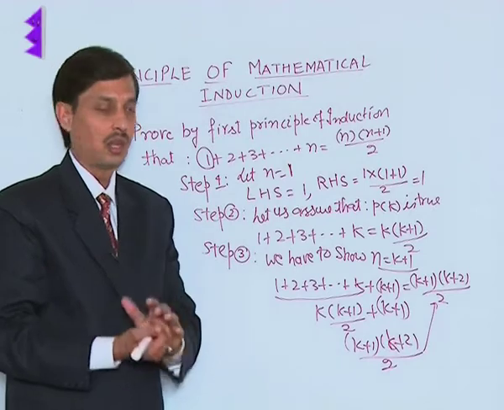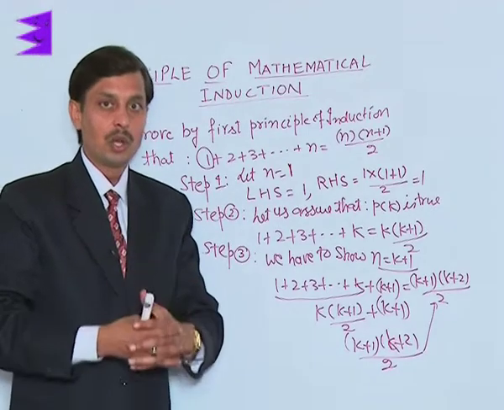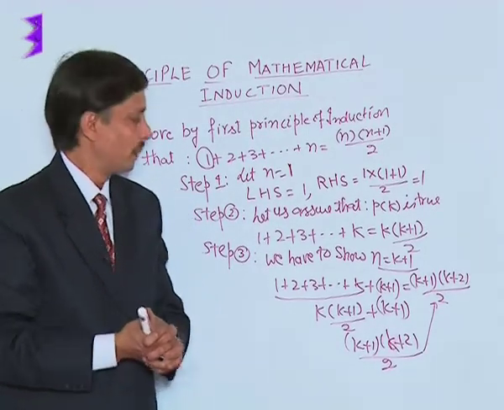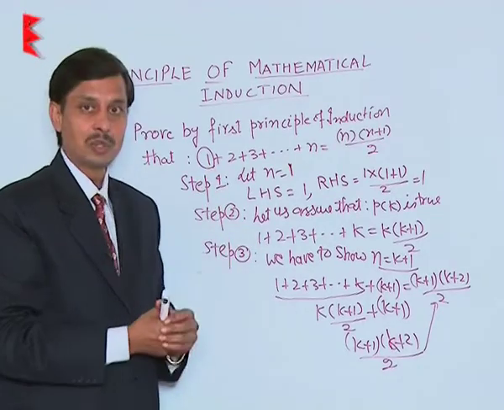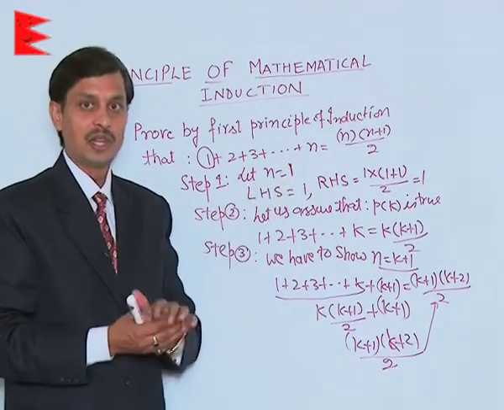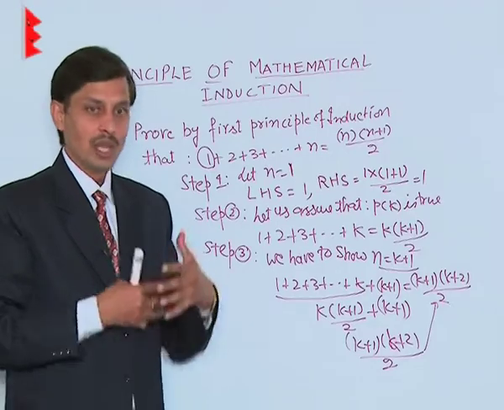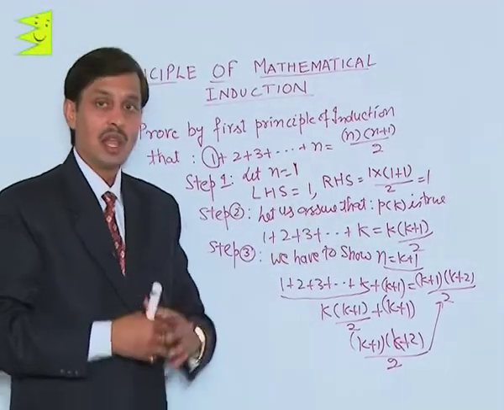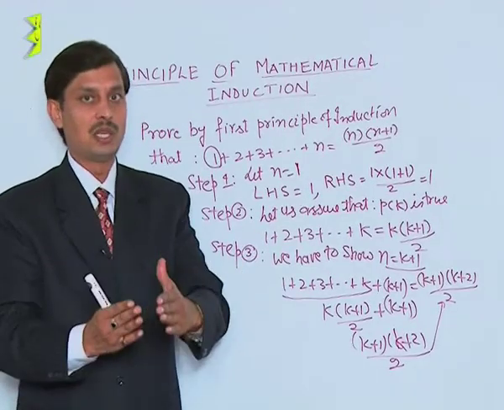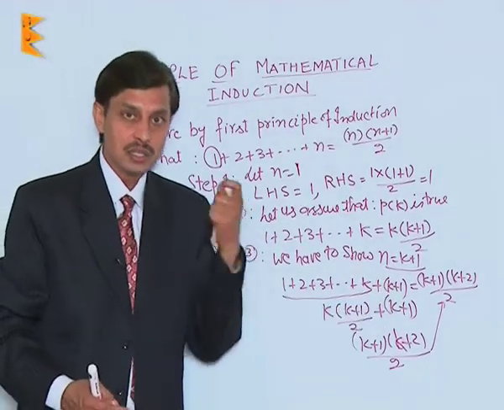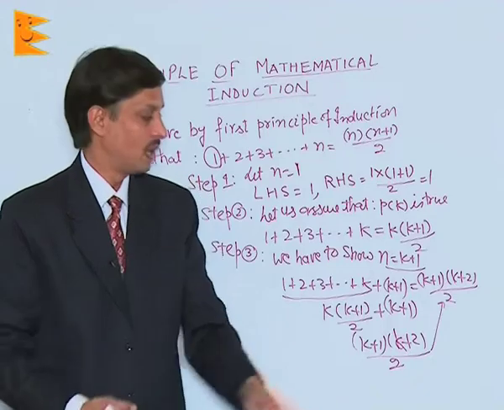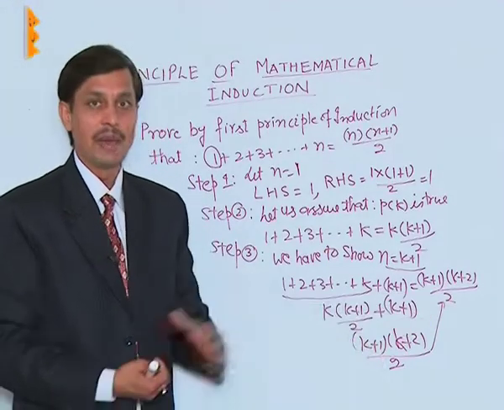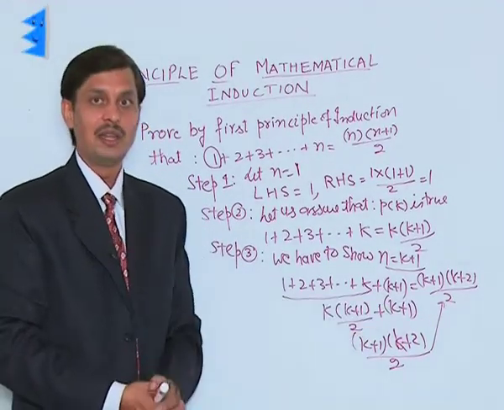So what we can conclude is that in order to prove any mathematical statement, we have to follow 3 steps. First we verify that it is true at n is equal to 1. Then we assume that the result holds true at n is equal to k. And finally, one more step we need to take, that it is even true at the next step k plus 1, as we have matched left hand side and right hand side.